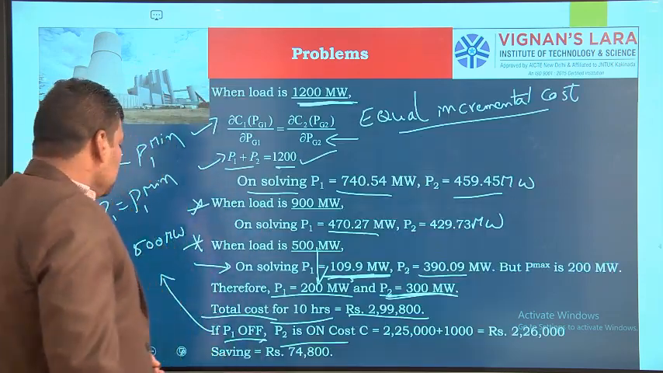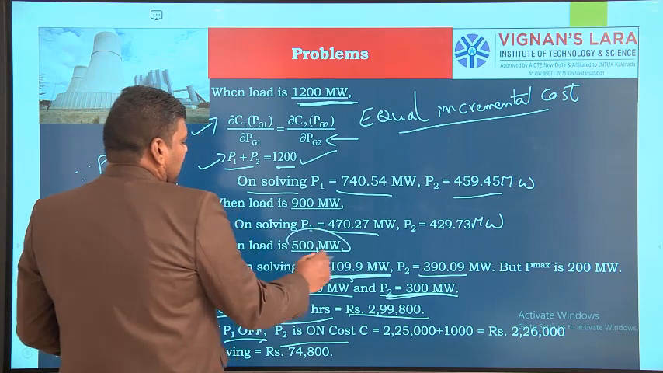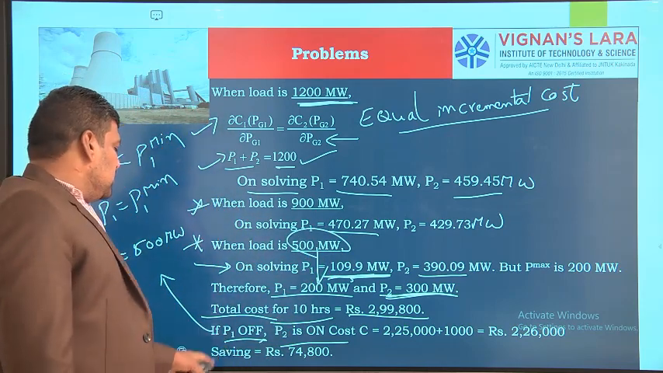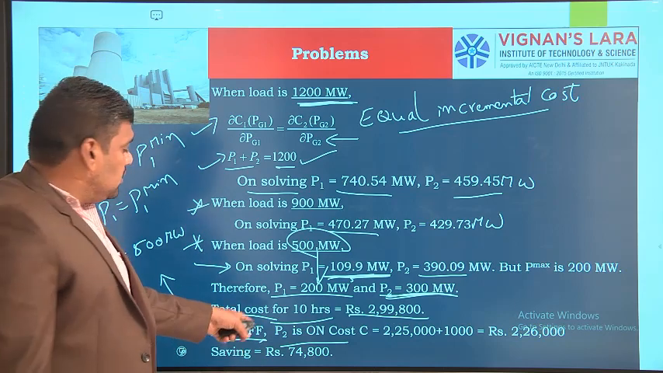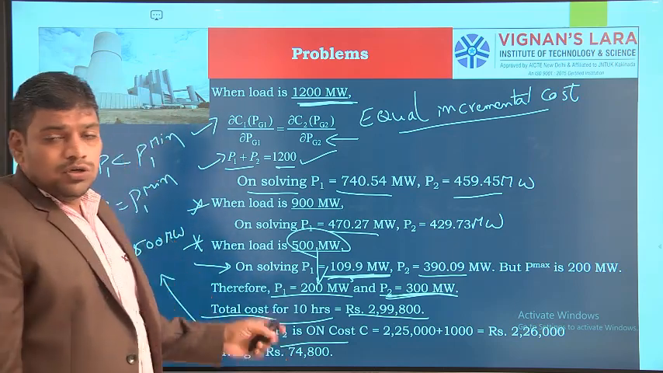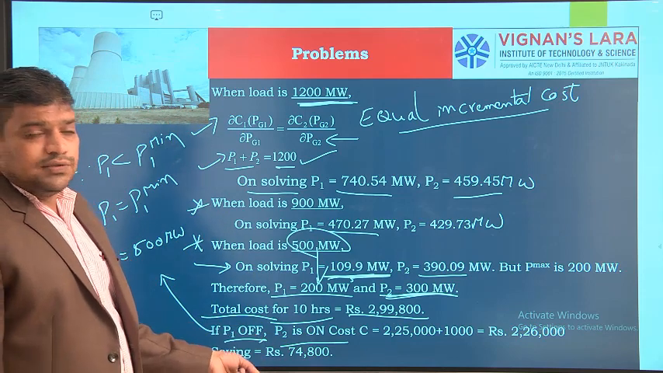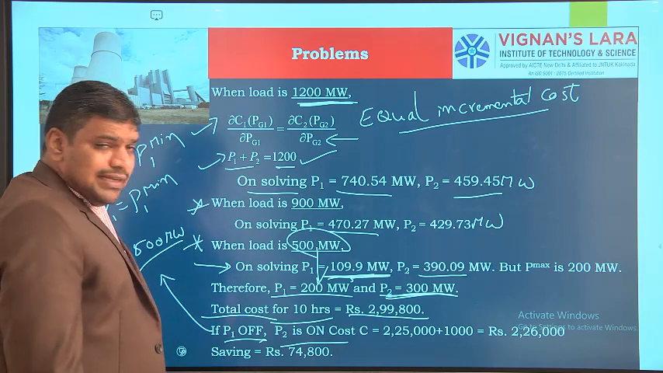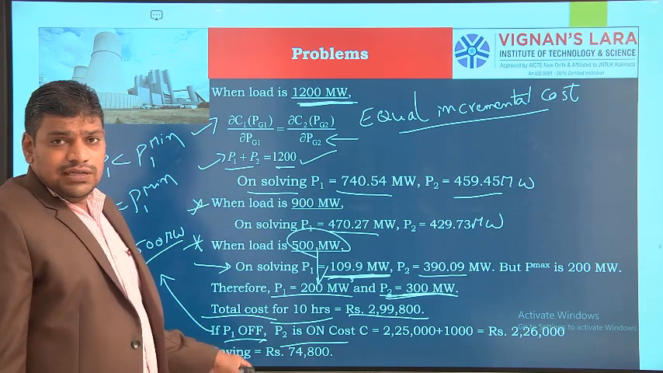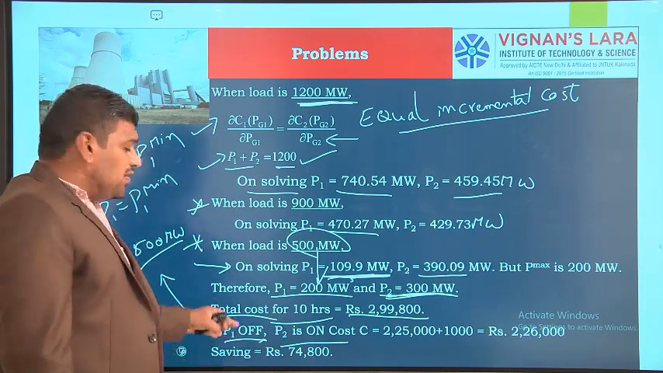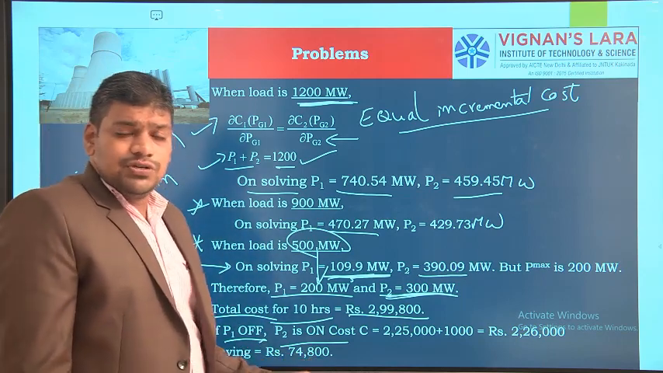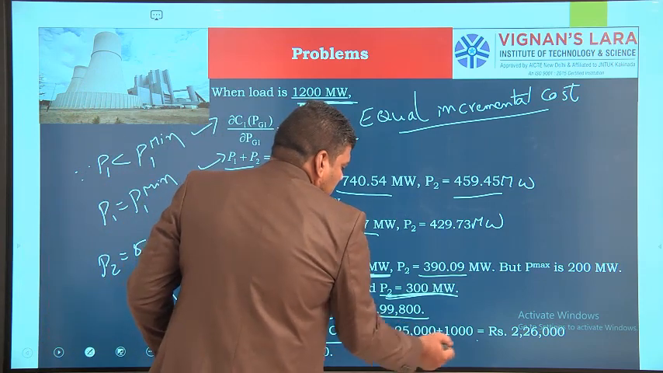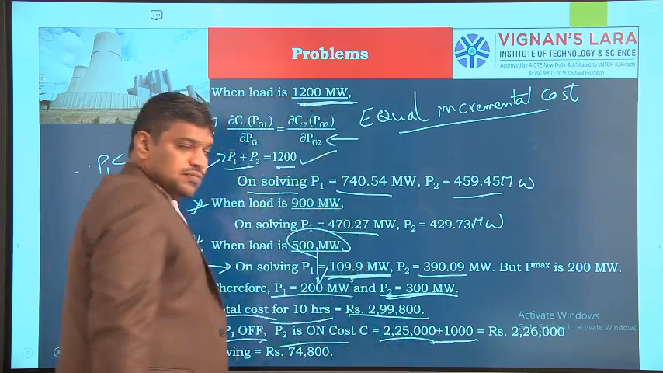Therefore, the load of 500 megawatts can be met by a single generator. Since we are switching off P1 and switching on P2, the total load must be taken by P2 only. So P2 must be equal to 500 megawatts. Since P1 is switched off, after some time P1 should come into operation again. You are going to switch on P1 again later. So that's why you are finding the total cost plus 1000.